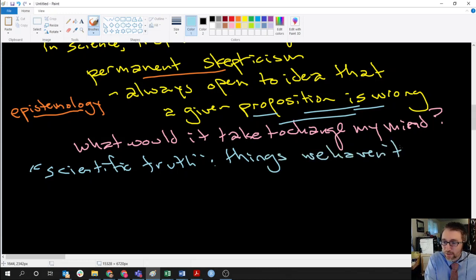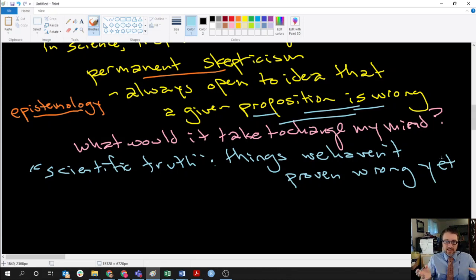They still all might be wrong, or many might be wrong. But that's sort of the strength of the epistemological claim. When we say something is true in a scientific sense, we really just mean it hasn't been proven wrong yet. It's contingent. That's what I mean by truth is contingent, right? Until further notice. So that's what we mean by scientific truth.